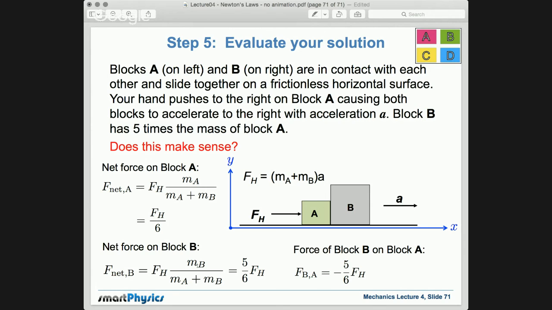The net force on block B, because it's the last one and there's nothing to its right, is the only horizontal force on block B, the force from block A pushing on it. By Newton's third law, block B pushes on block A with the same magnitude force but in the opposite direction, so minus 5/6 FH. A perfectly legitimate problem could also have been, how hard does block A push on block B? You could work through it in a very similar way to find that the force that block A pushes on block B is 5/6 the force of the hand.